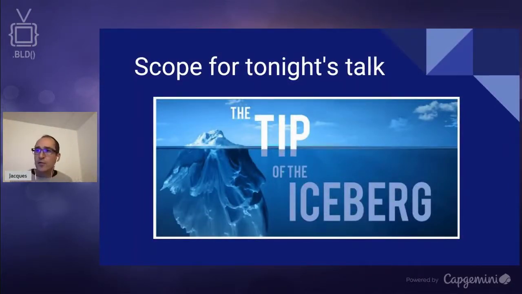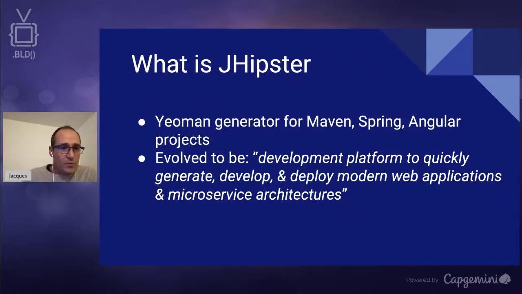So I just want to set the scene in terms of the scope for tonight's talk. We'll really be just scratching the surface, or to put it another way, we'll be looking at the tip of the iceberg. I mean, the title says it all. It's an introductory session. So hopefully this will give you enough information to go poke around in your own time and experiment further with it. I hope I give you enough information that you find it interesting, and then have a look at it by yourself. Right, so let's get started. What is JHipster?